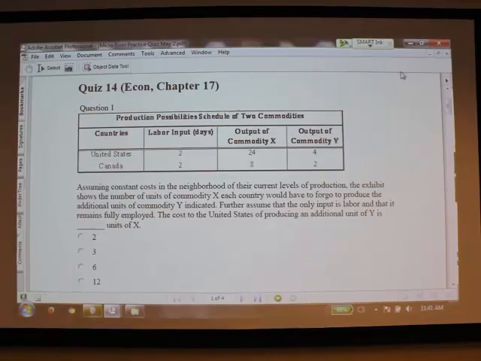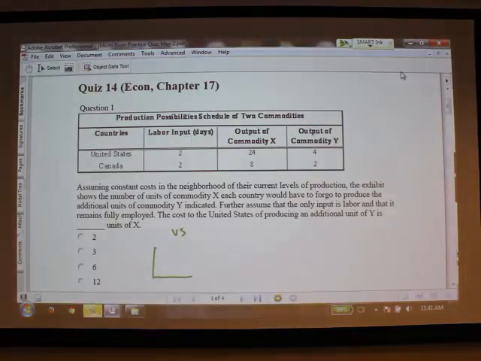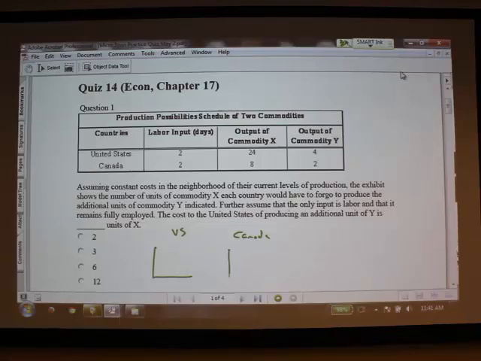So what would this look like? For the US, we have the following, and Canada. Let's put commodity X on the x-axis and commodity Y on the y-axis. So if the United States uses all its resources, in this case labor, to produce X, it can produce how many? 24. And if instead it uses all its resources to produce Y, it can produce 4. And so then we connect these, and this is our PPC. It's not bowed out, and this is a simplifying assumption.